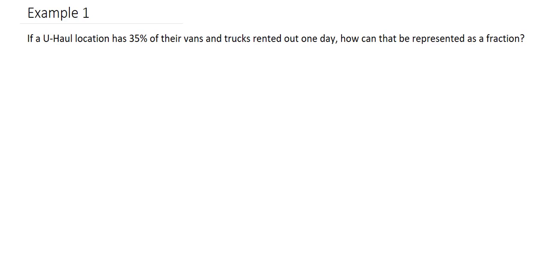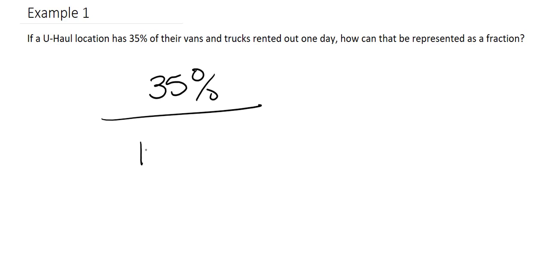So example 1, if the U-Haul location has 35% of their vans and trucks rented out one day, how can that be represented as a fraction? So we're going to go 35%. The first thing we're going to do is put it over 100%, right? Gets rid of the percentage. Then we're just going to reduce the fraction.